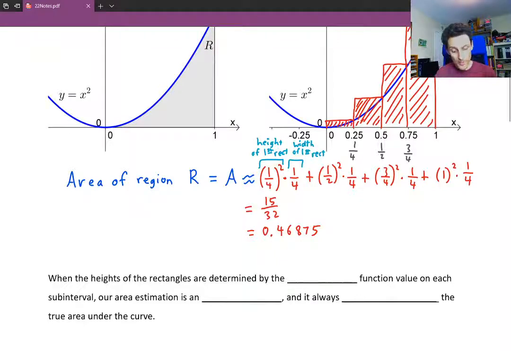So we can summarize this by saying when the heights of the rectangles are determined by the maximum function value on each subinterval, then our area estimation is what's called an upper sum. We're going to use that word to describe this summation here. This is going to be an upper sum, and it always overestimates the true area under the curve. So this is overestimating because, again, the rectangles are above the curve. So their areas are going to add up to something that's bigger than the actual area under the curve.